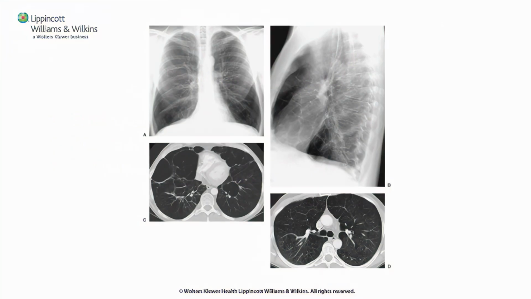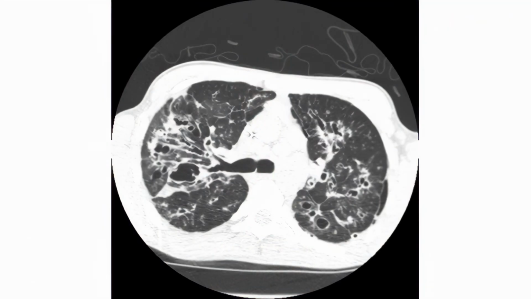The classic feature of alpha-1 antitrypsin is emphysema in the lower lobes, which you can see here with pan-acinar emphysema. Bronchiectasis is another feature, a lung disease. Bronchiectasis is most easily defined on a CT scan.